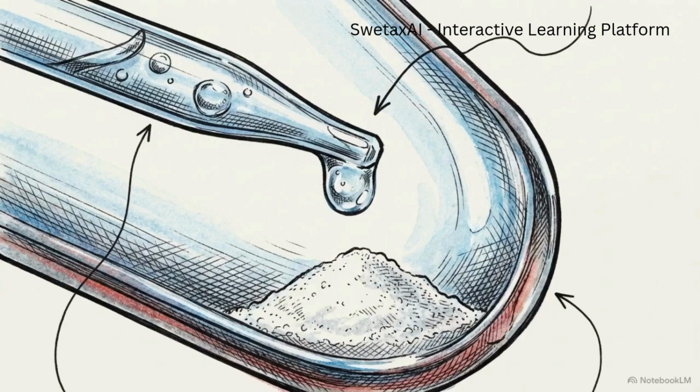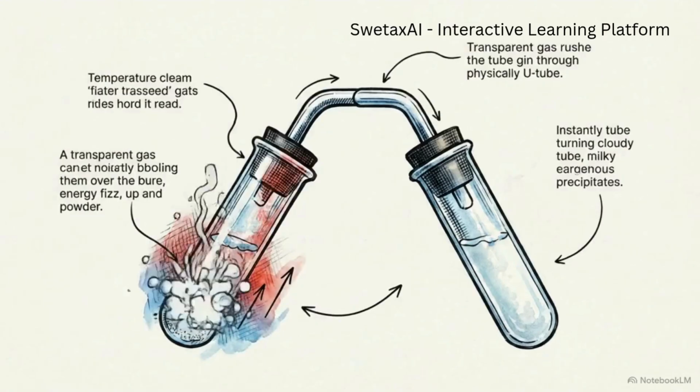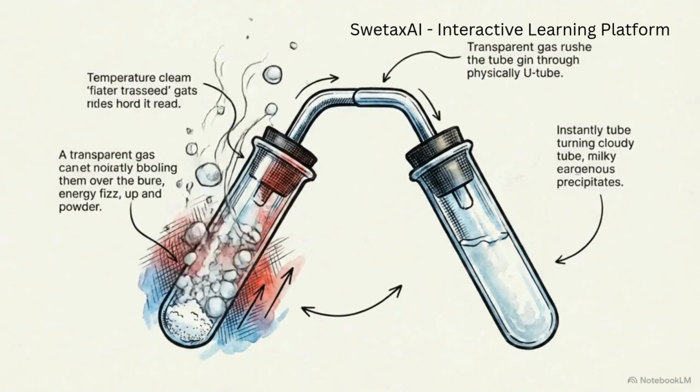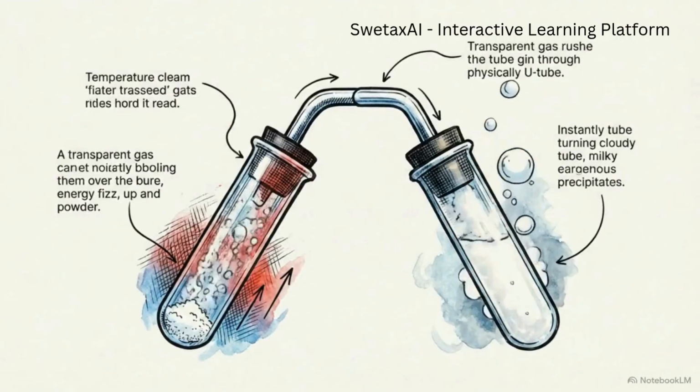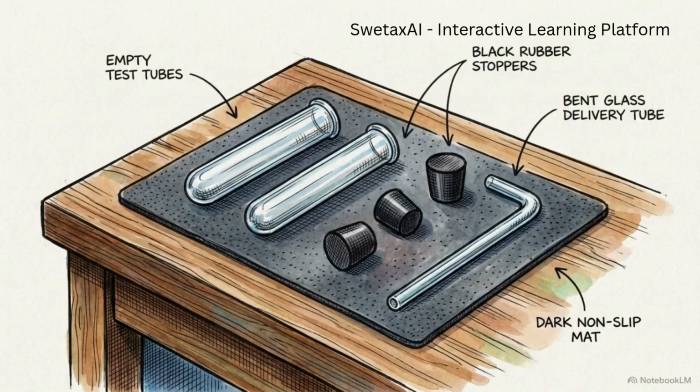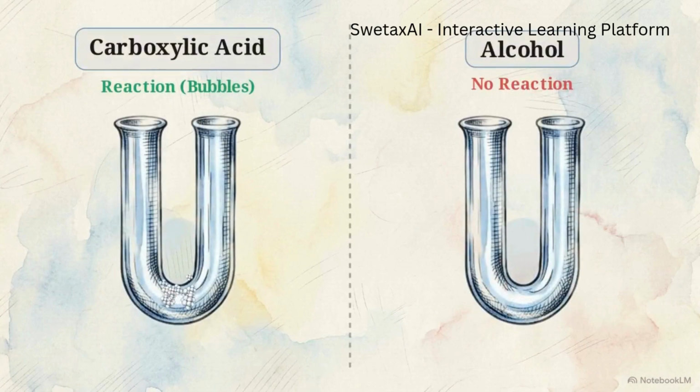Imagine adding a few drops of clear liquid to a white powder, and a sudden, violent fizzing forces an invisible gas into a second tube, instantly turning its clear contents cloudy and milky white. By the end of this video, you'll know exactly how to build the apparatus that captures that gas, and how to use this specific reaction to visually distinguish a carboxylic acid from a simple alcohol.